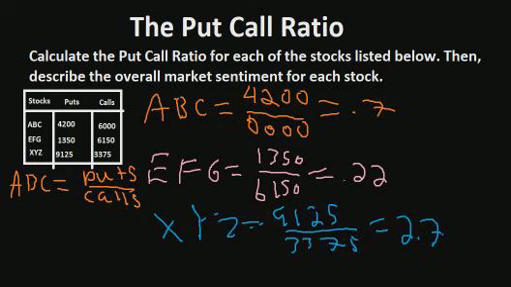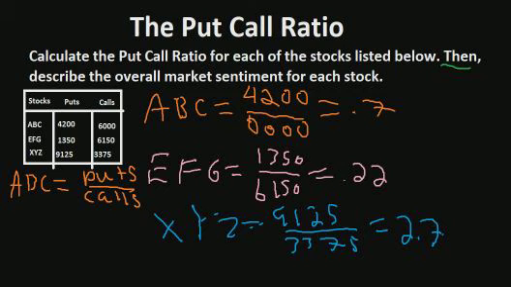Okay, so now that we have calculated the put-call ratio for all these stocks, we have to answer the second part of the question. It says, then describe the overall market sentiment for each stock. So what this problem is basically asking is, is the stock bearish or is the stock going to be bullish? Bearish means that the overall stock price is most likely going to decrease. If it's bullish, then it will most likely increase.